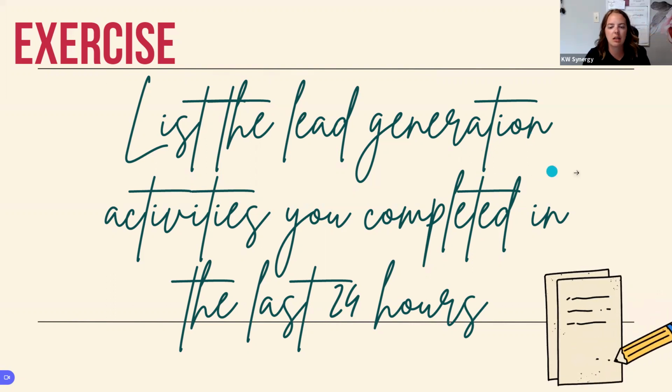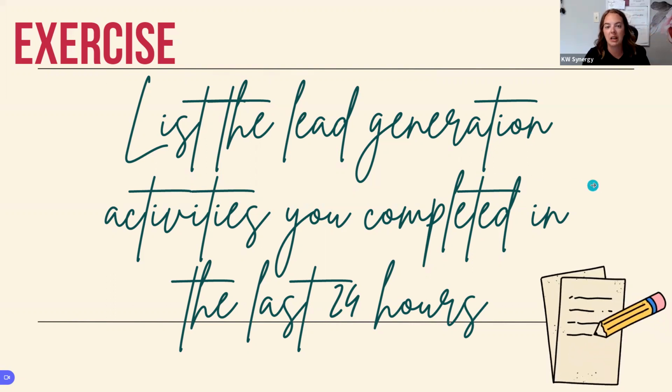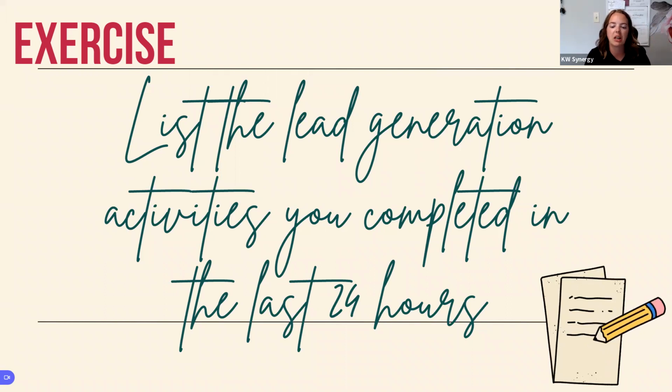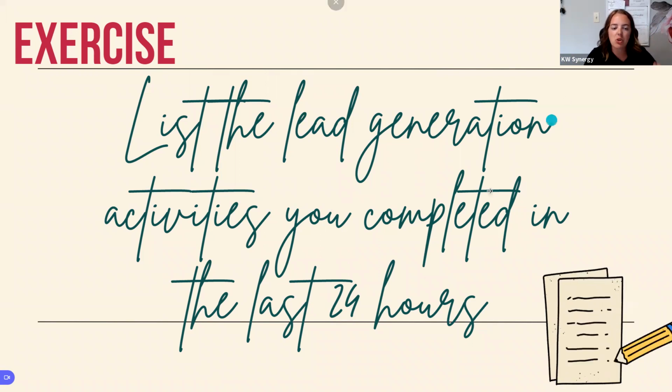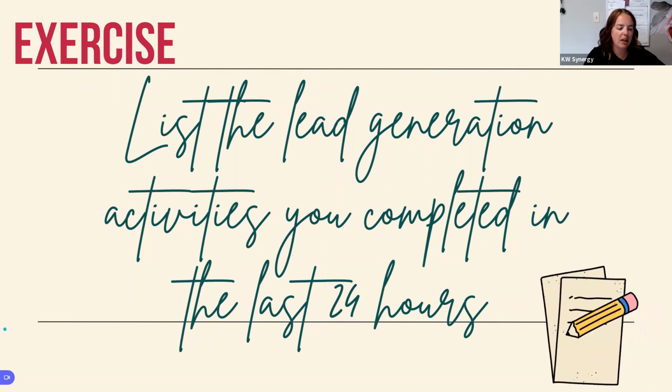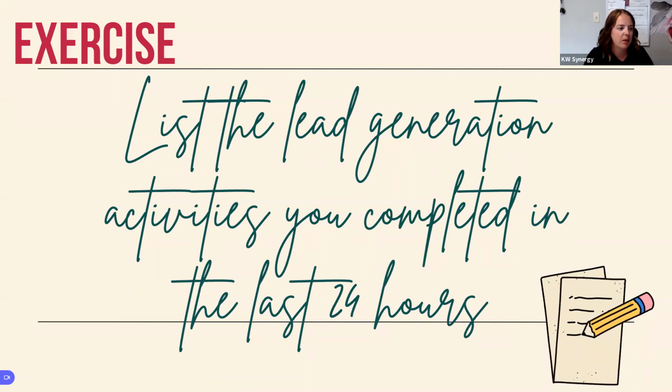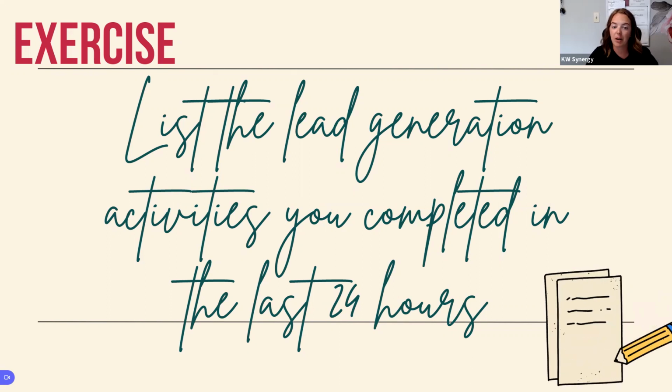So list what you completed though. We've got to be honest. This is our honesty moment. List the lead generation activities you've completed in the last 24 to 48 business hours, if you want to go by a traditional calendar. Write those down. I'm going to give you 1 minute and then we're going to come back, and I would love if one person would share what they did. All right, we've got 1 minute on the clock, and I'll come back in just a second.